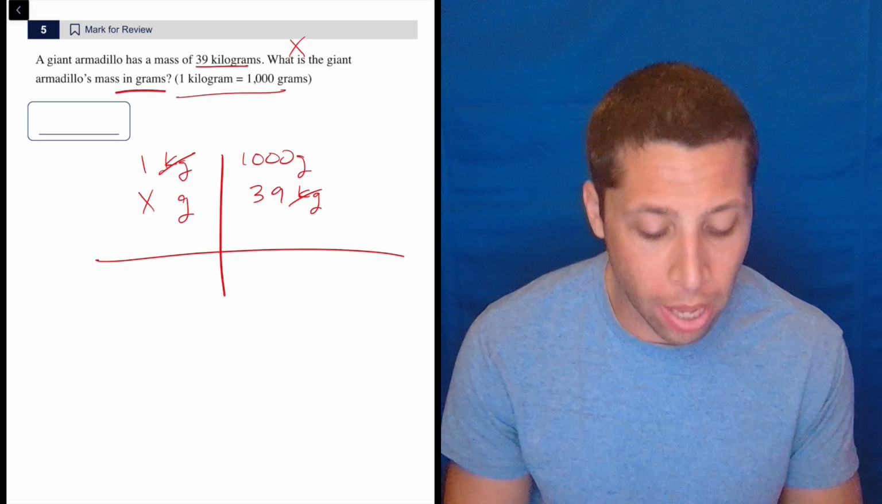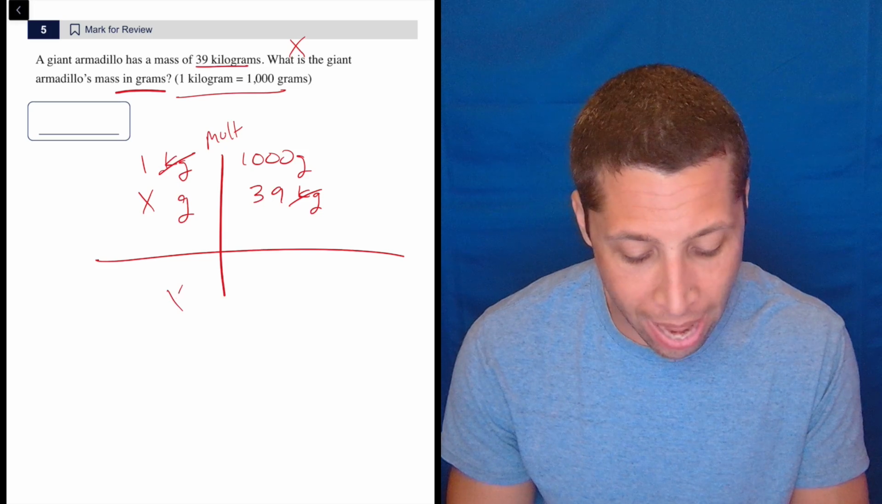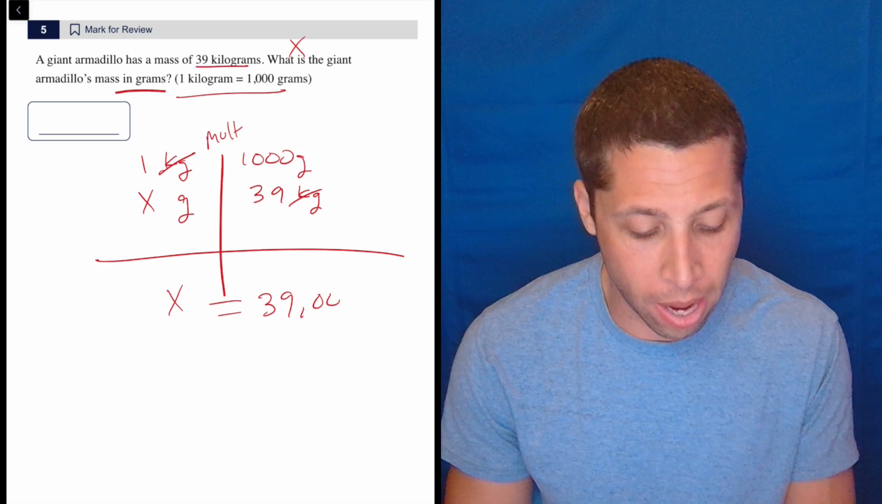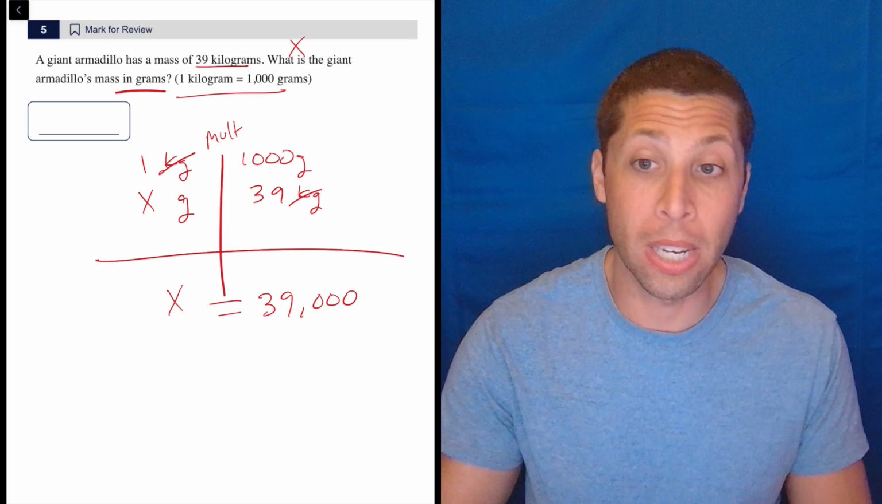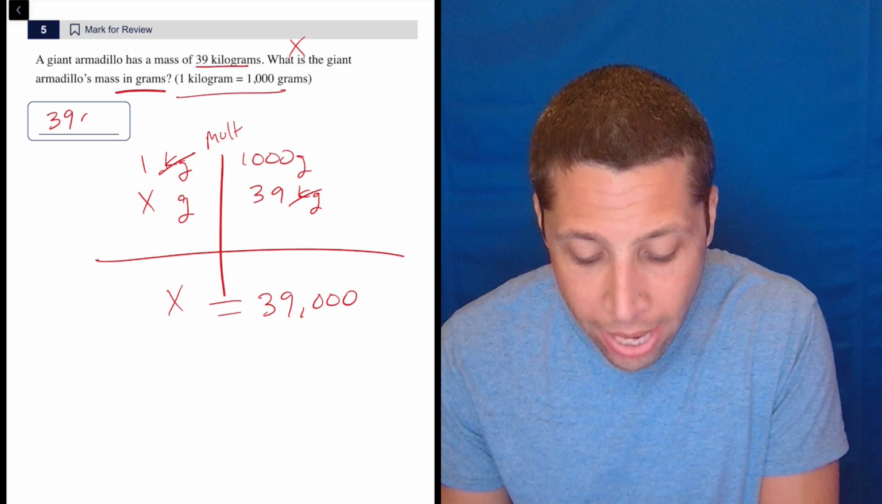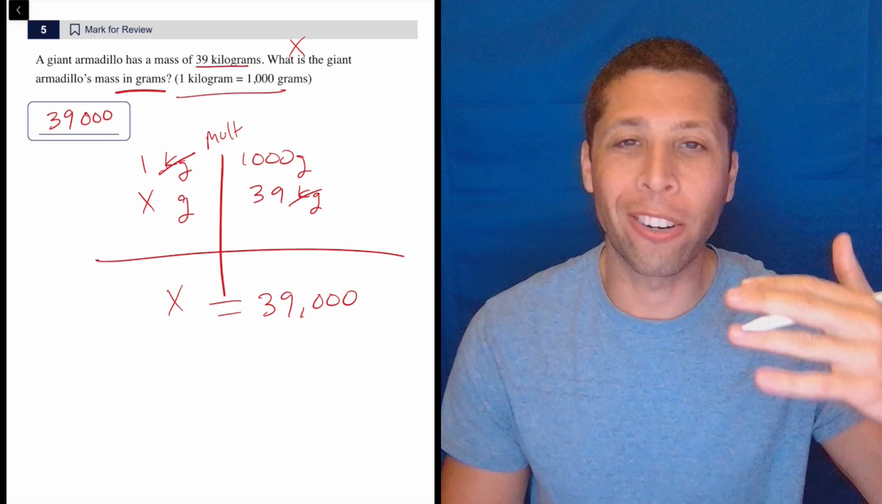Now I just kind of draw a line and I multiply down the columns. So X times 1 is X. I put an equal sign. 39 times 1,000 is 39,000. And that's it. Solve for X. Sometimes there'll still be a number on the X and you have to divide, but here not. But that's the great thing about this, if there were, it wouldn't have mattered. Our method would have worked.